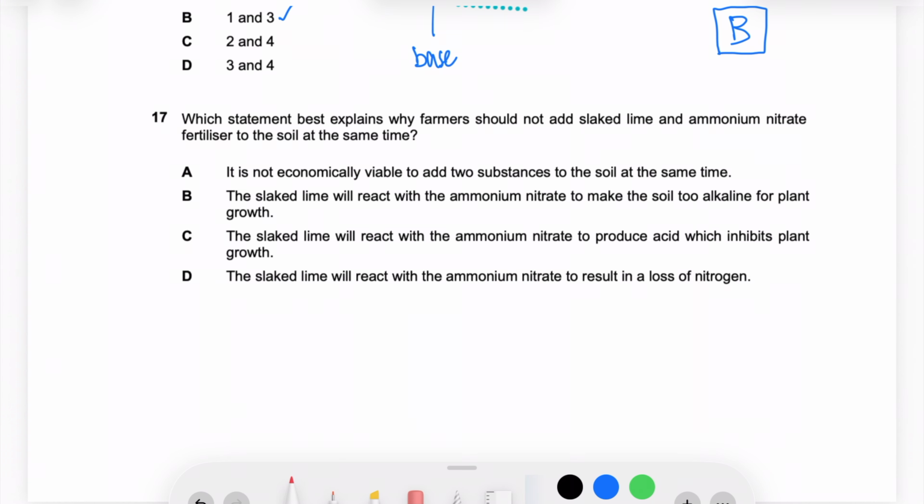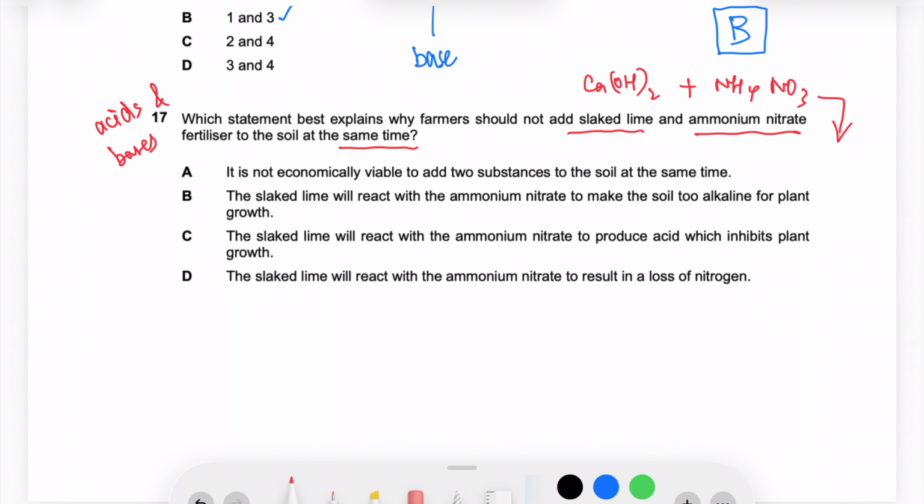Question 17. Which statement best explains why a farmer should not add slaked lime and ammonium nitrate at the same time? Okay, so this is a classic question because slaked lime is calcium hydroxide. So this is under acids and bases, your topic. Ammonium nitrate, because these two, if you add them together at the same time, they'll react to give you what?